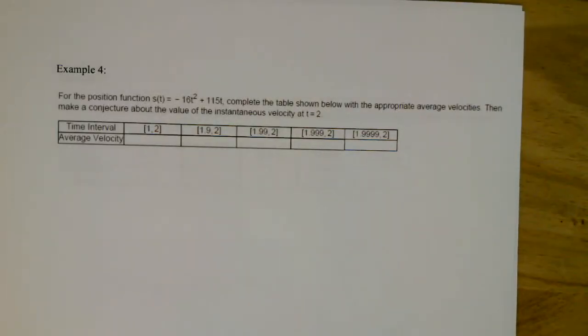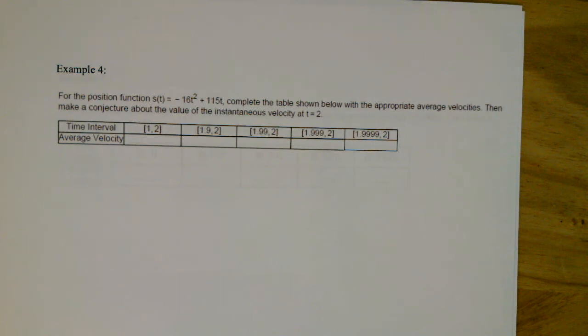Here's another example of this, example 4. For the position function s of t is equal to negative 16t squared plus 115t, here we're going to complete the table shown below with the appropriate average velocities, and then make a conjecture about the value of the instantaneous velocity at t is equal to 2.